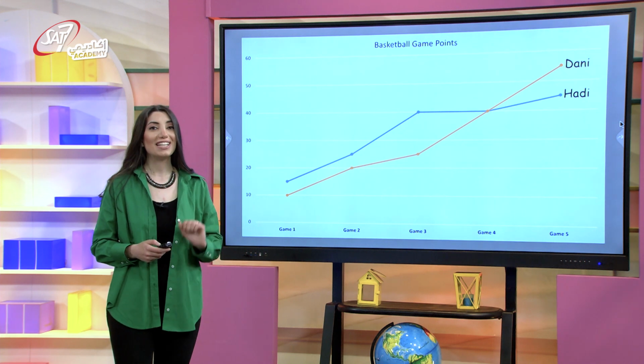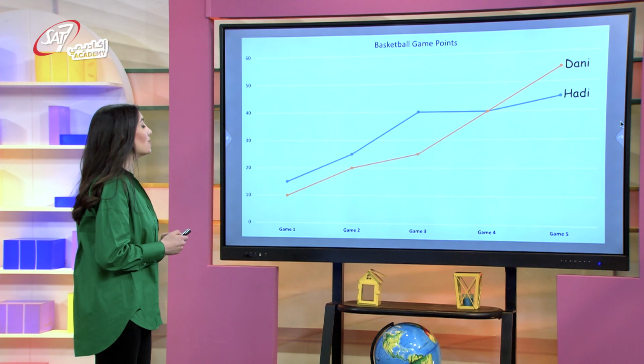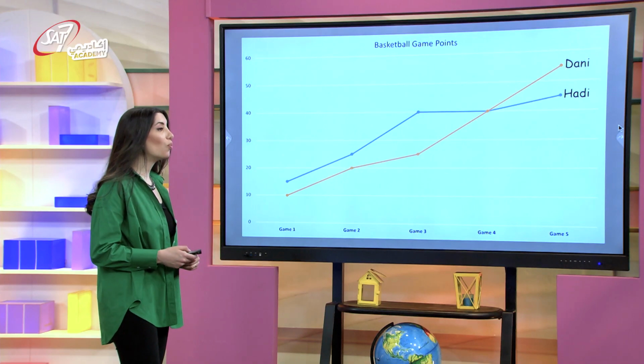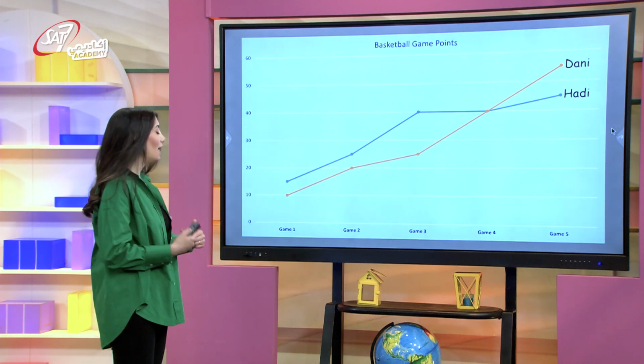What information does this line graph give us? We notice that both lines move upwards, which means both players become better with time and practice. In the first 3 games, the blue line is above the orange line, which means Hadi scored more points. In Game 1, for instance, Danny scored 10 points, while Hadi scored 15.